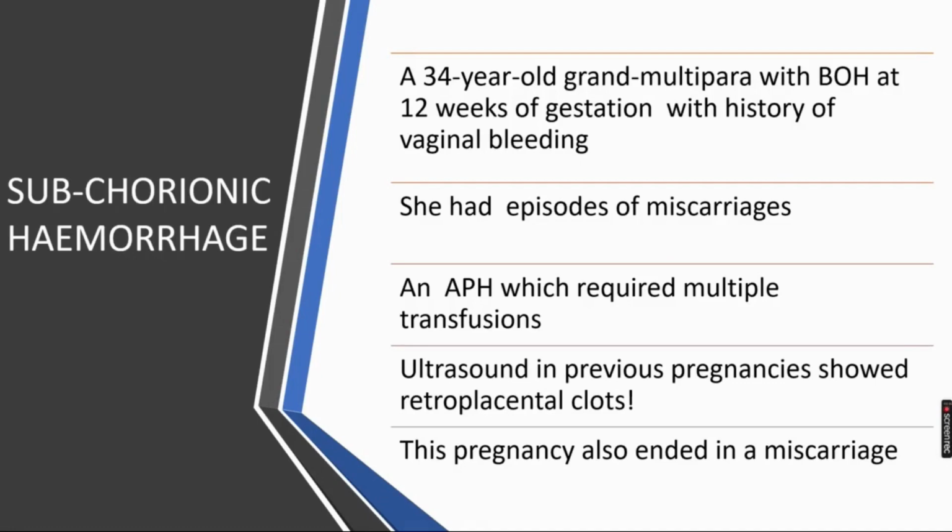I will show 3 cases of subchorionic hemorrhage, beginning with this 34-year-old gravida multipara who presented at 12 weeks of gestation with bleeding per vagina.